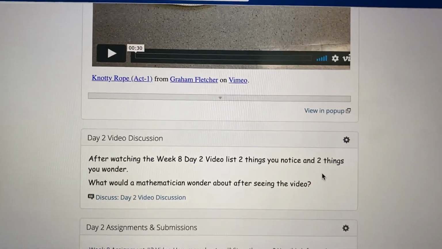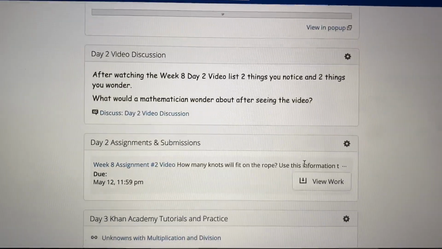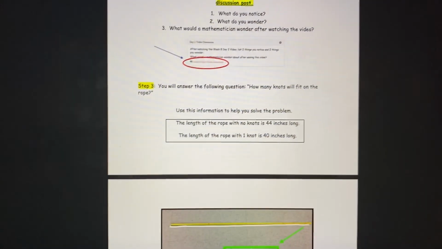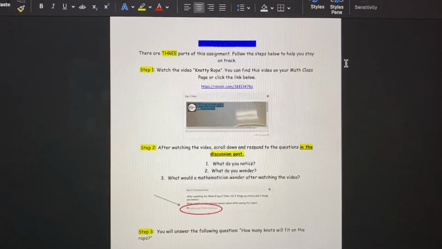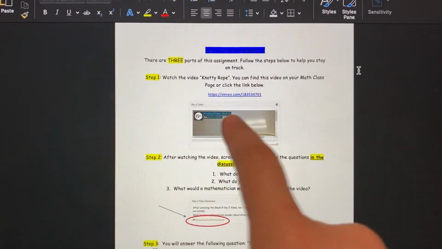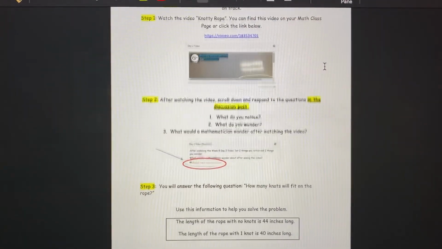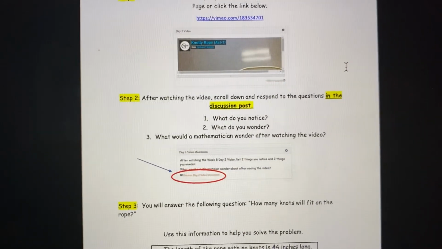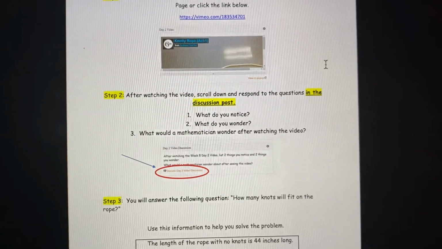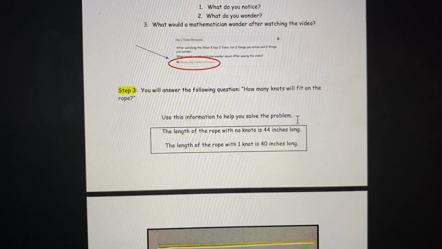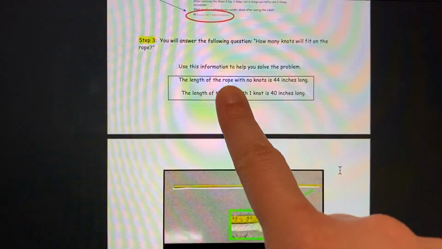When you're done with that, it's only just 3 questions. Make sure you guys complete that. You are going to click on this one, week 8 assignment number 2, and it'll take you to this page. It's going to go over 3 parts. The first part is what I just went over: you have to watch the video. Step 2 is 3 questions you need to answer. What do you notice? What do you wonder? What would a mathematician wonder after watching the video? And then step 3 is you will answer the following questions according to the information they gave you.